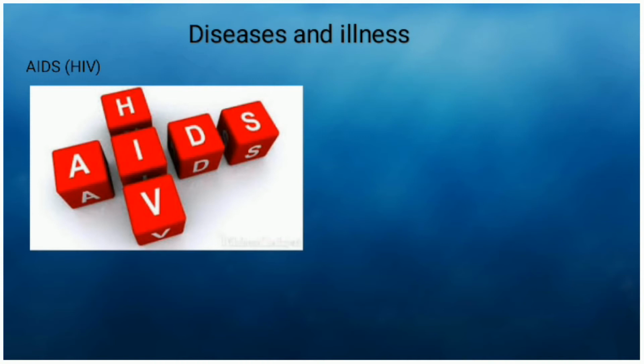AIDS, or acquired immune deficiency syndrome, is in fact caused by HIV. HIV will destroy our T cells so they cannot protect our immune system anymore. When our body is infected by HIV, it will enter our body and divide itself into many.